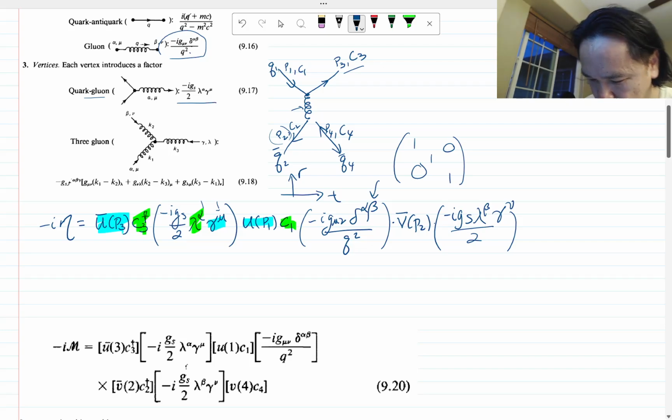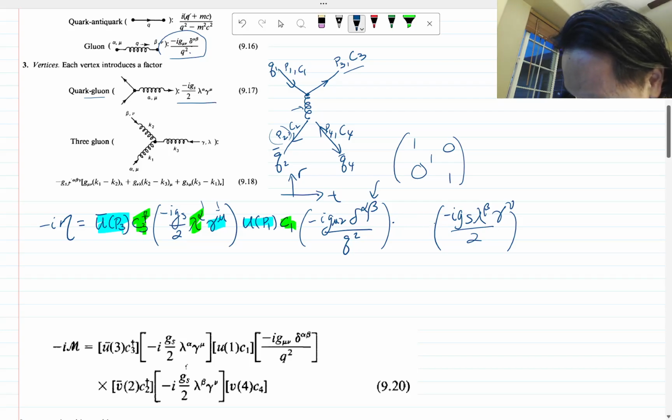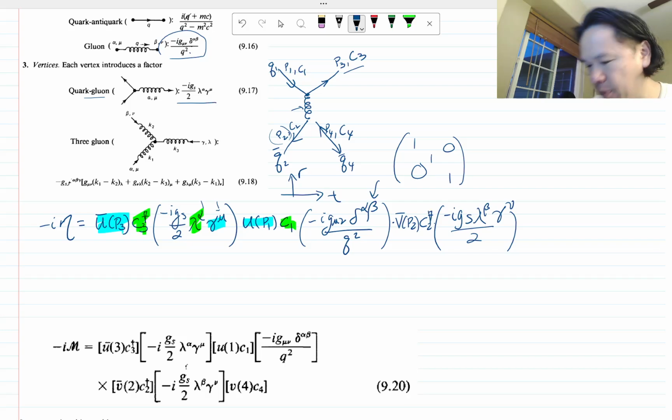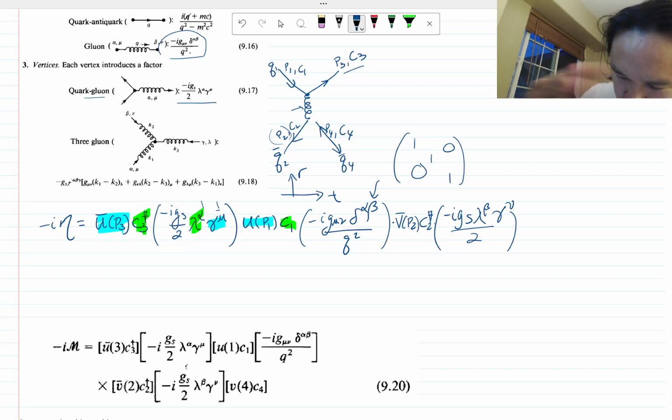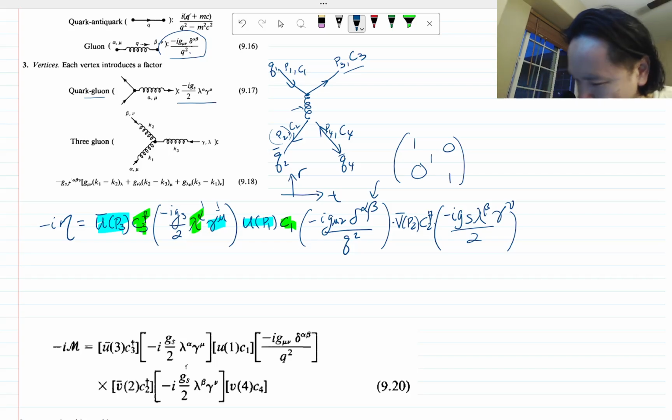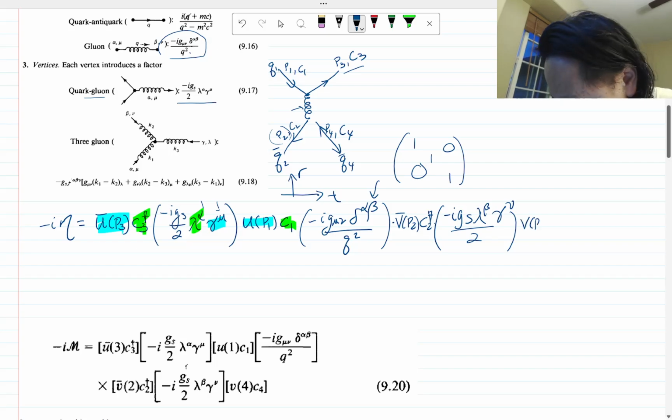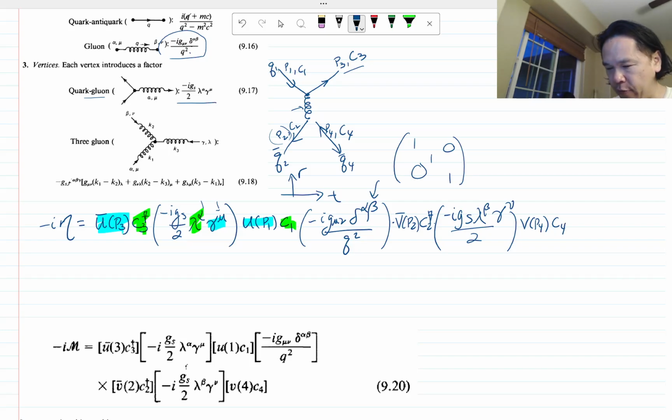Whew, almost there. Ooh, I forgot one important thing: we forgot the color factor. That's the adjoint of c2, so it'll be c2 dagger here. And then when we go back to this outgoing anti-quark, the particleness is going into the vertex, so that's going to be v of p4. And then you still also have the color factor for c4.